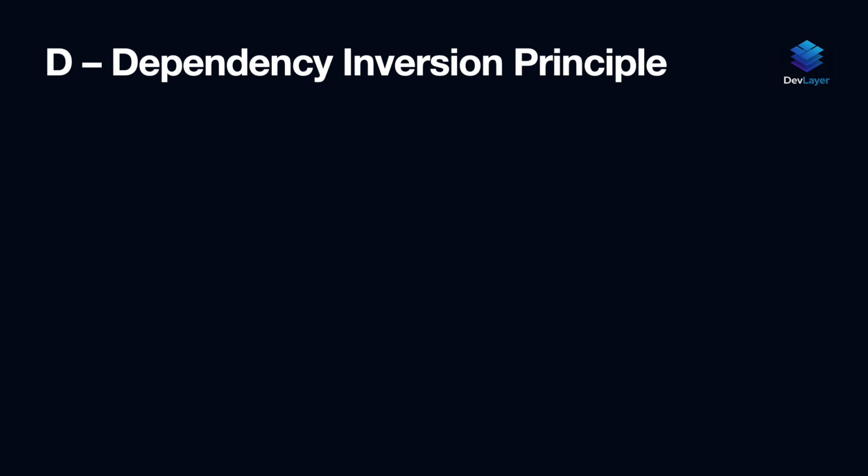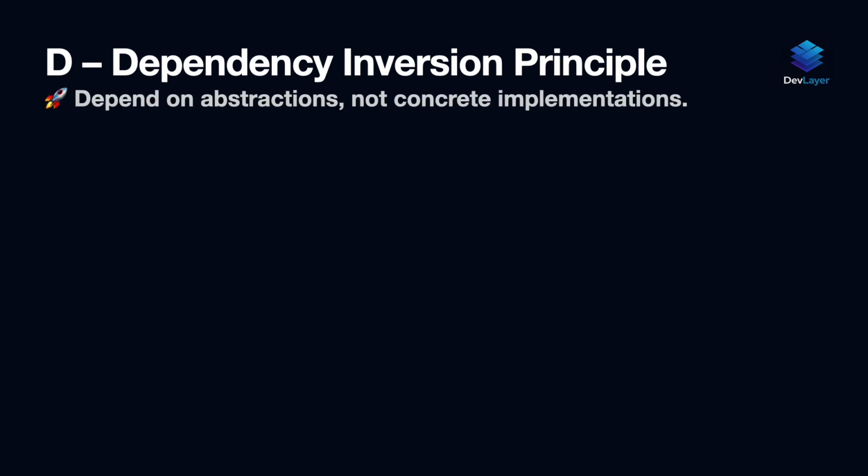Finally, we have the fifth principle, which is the Dependency Inversion Principle. This one is very powerful, especially when we are working on large code bases. What it says is high-level modules shouldn't depend on low-level modules, both should depend on abstractions.